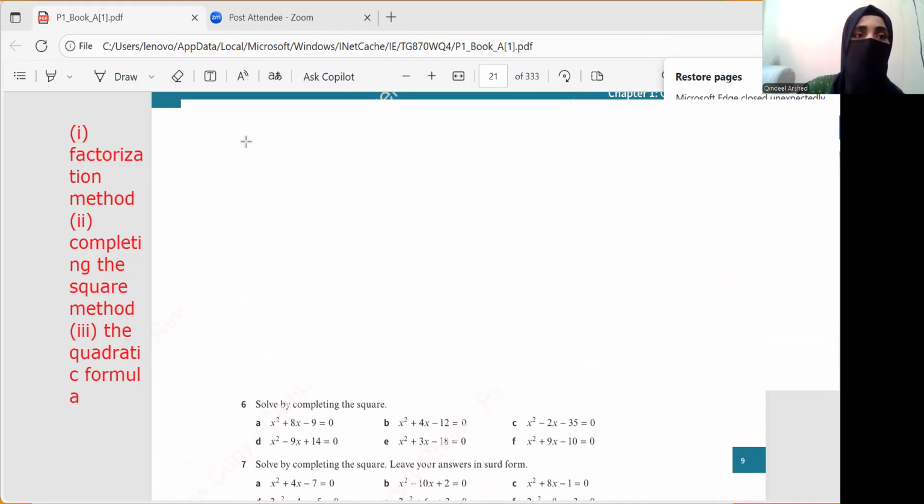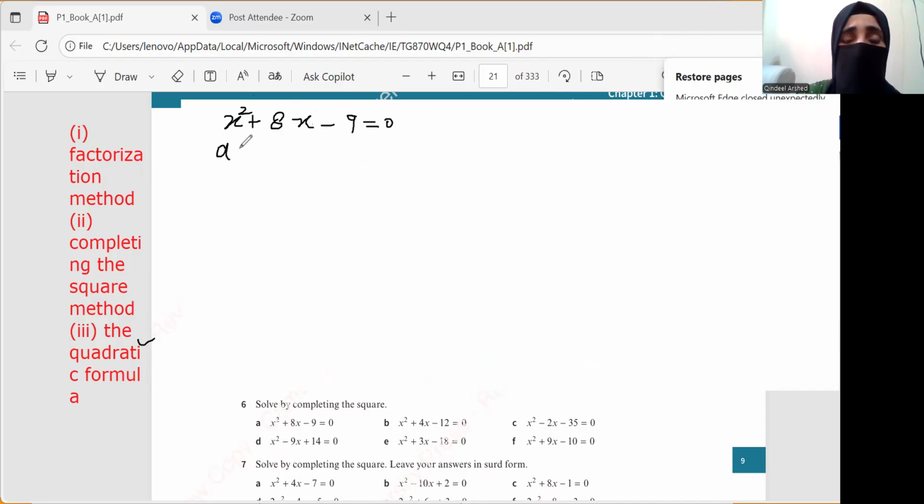So here I'm writing a question. The question is a quadratic equation: x squared plus 8x minus 9 is equal to 0. This is a quadratic equation. In this method, we don't need the coefficient of x squared. But in the last method, that is called the quadratic formula, definitely we need the coefficients.